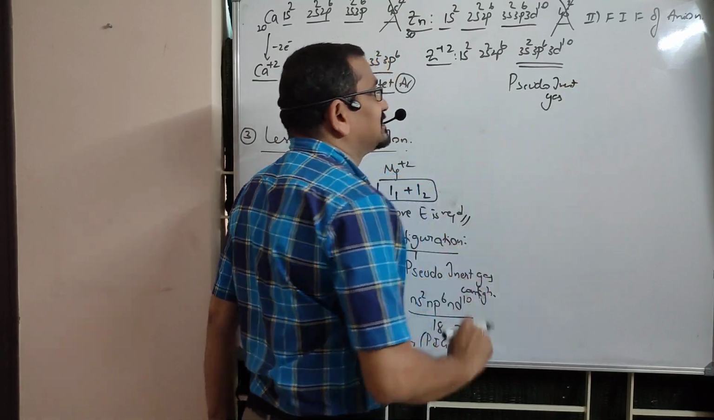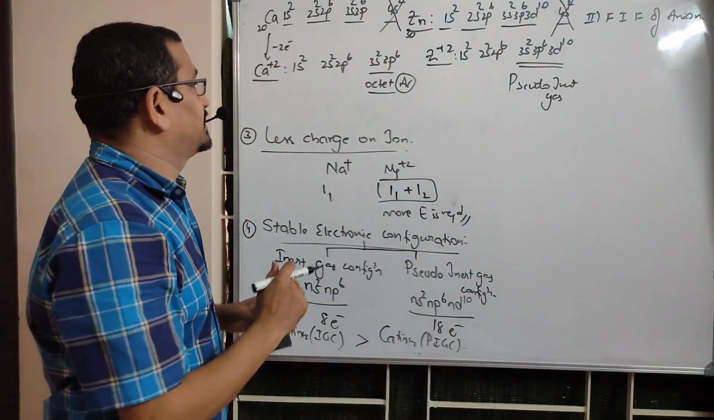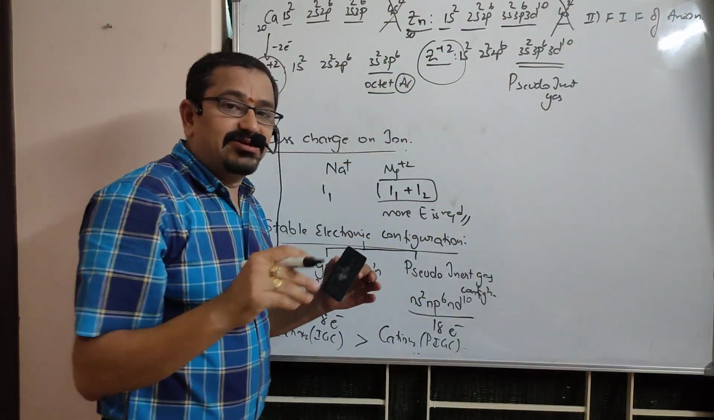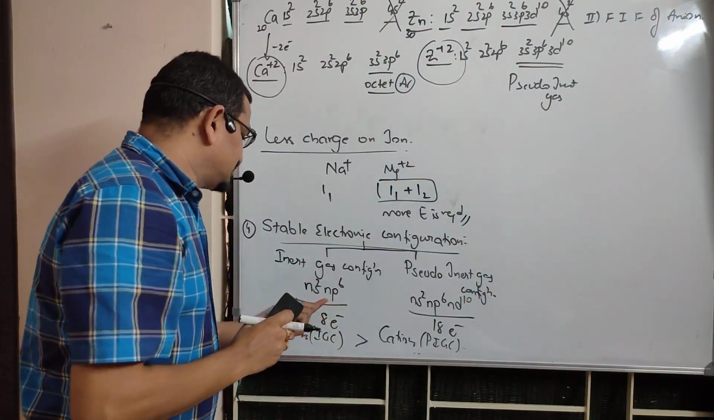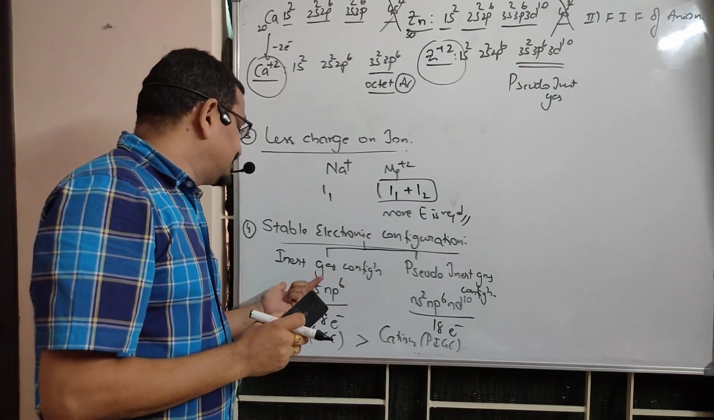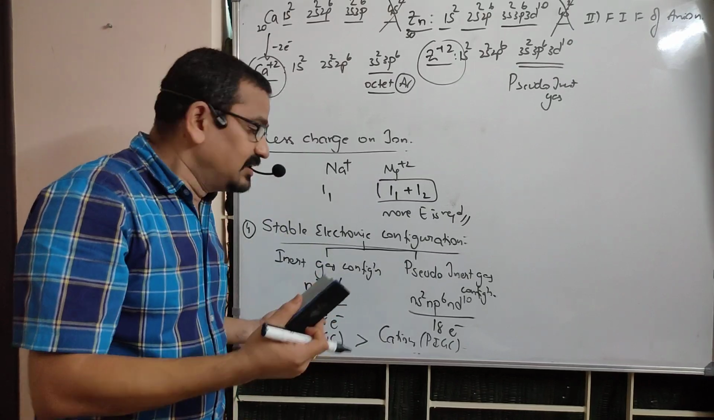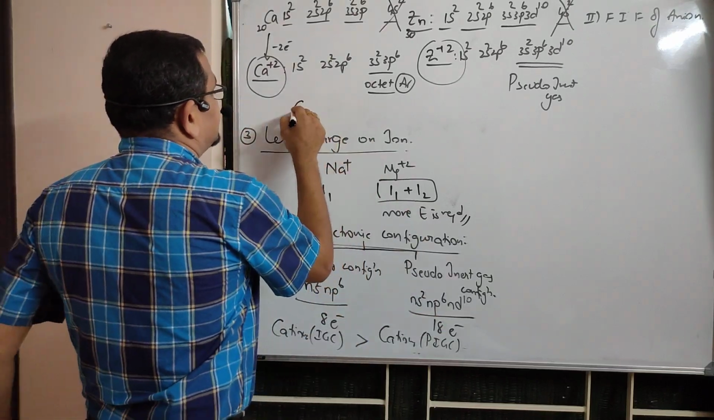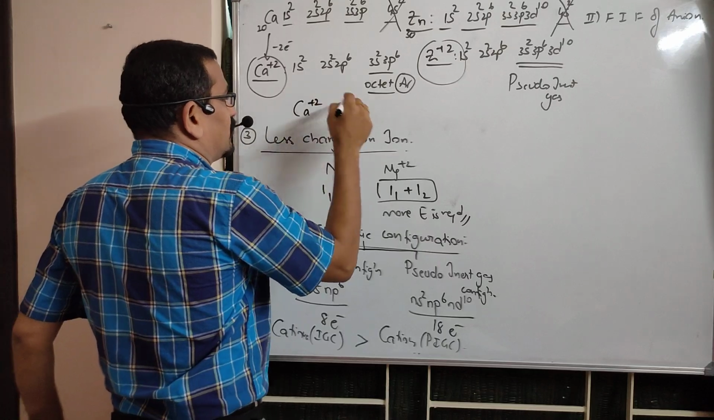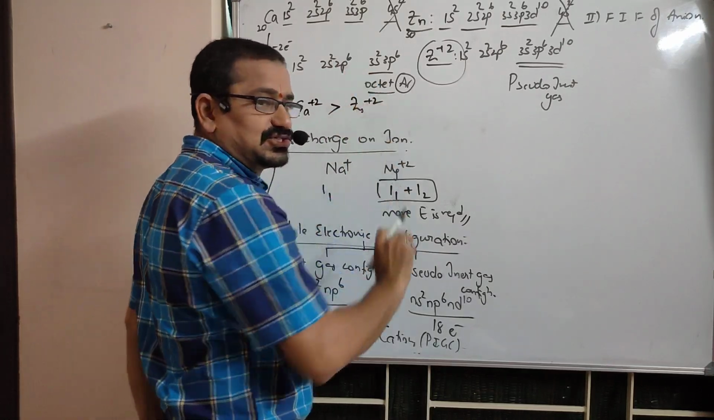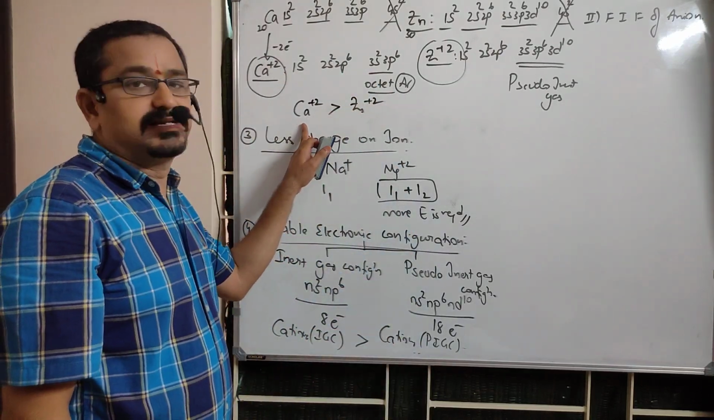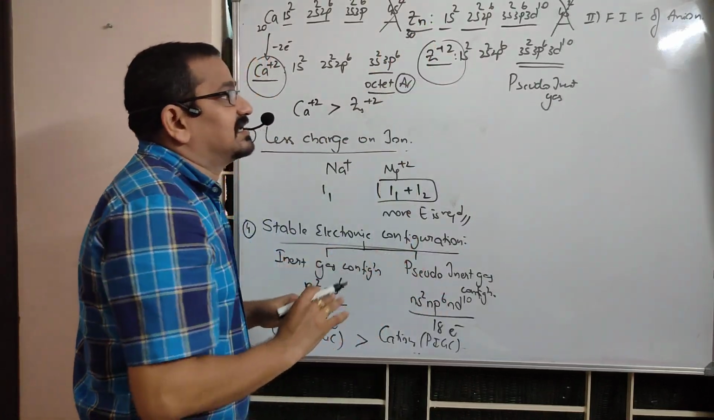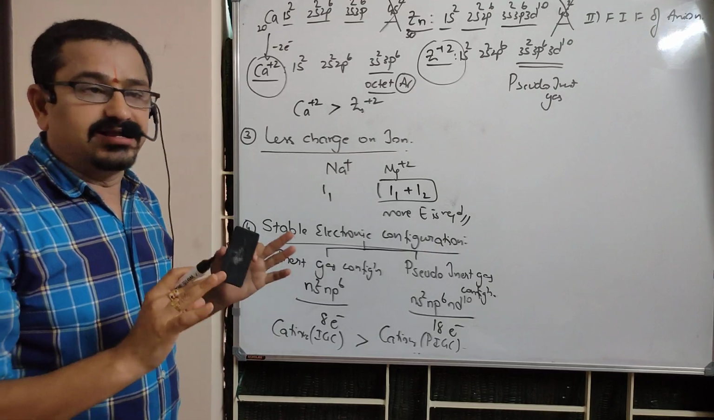The question is, among Ca2 plus and Zn2 plus, which cation can be readily formed? According to this point, a cation with inert gas configuration is more stable than a cation with pseudo inert gas configuration. That's why Ca2 plus can be more readily formed than Zn2 plus. Ca2 plus formation is easier than Zn2 plus. So these are the factors that influence the formation of cations.